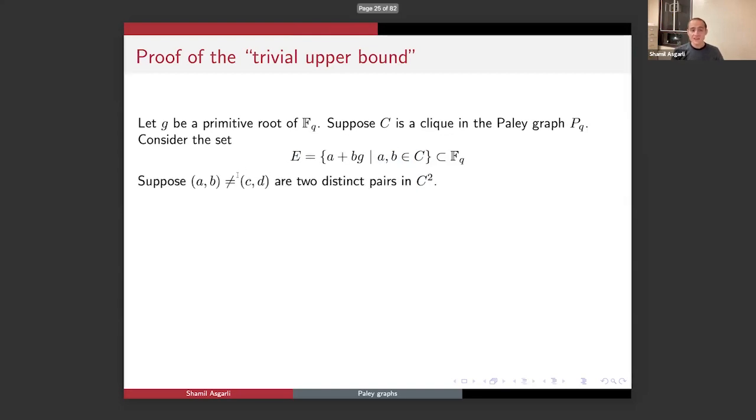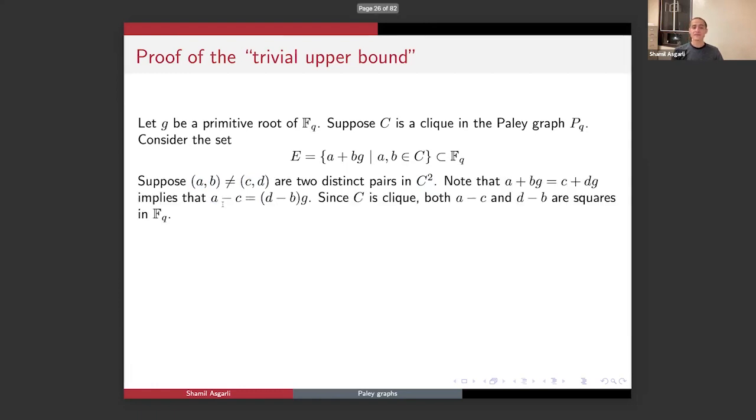So let's start with two pairs, A comma B and C comma D. These are going to be two distinct pairs in C squared. What that means is that A belongs to C, B belongs to C. So both of these are pairs of elements that come from the clique. I'm just assuming that the pairs are different. What I'm going to show you is that the corresponding numbers, A plus BG and C plus DG, must in fact be different as well.